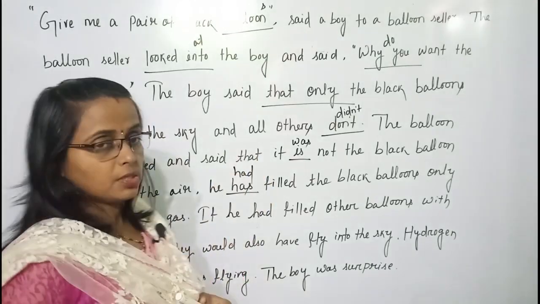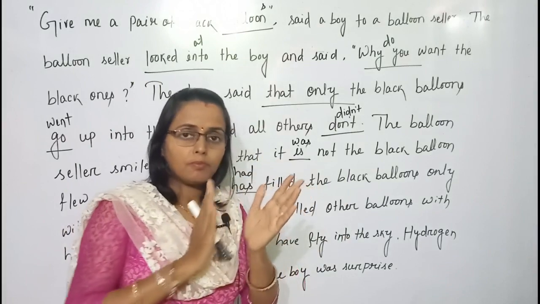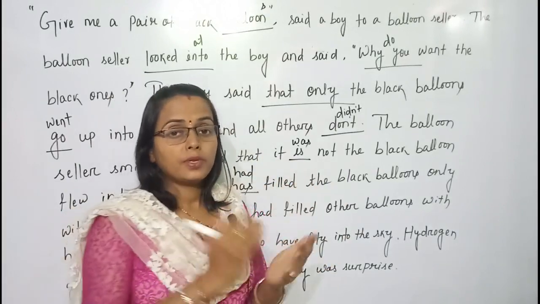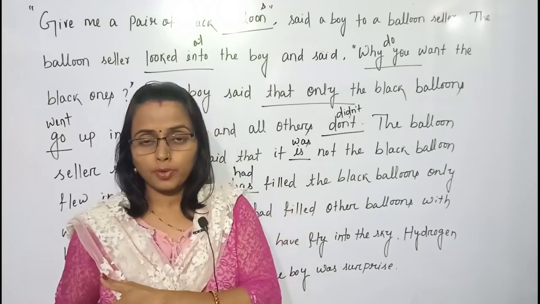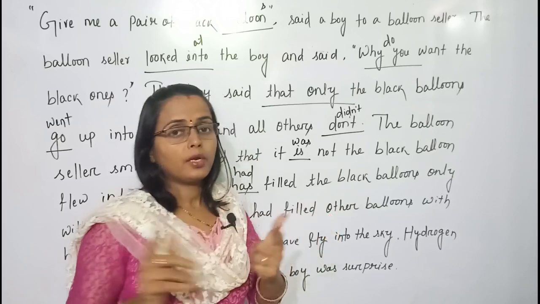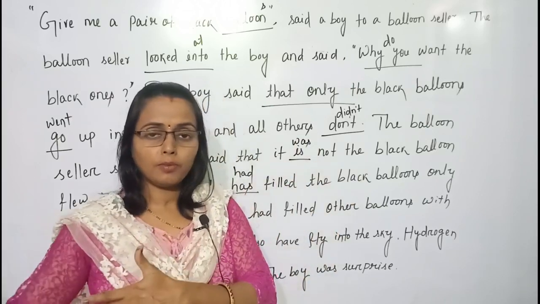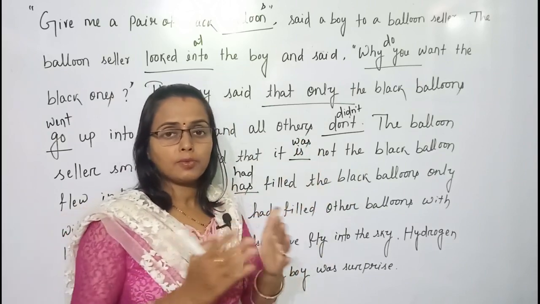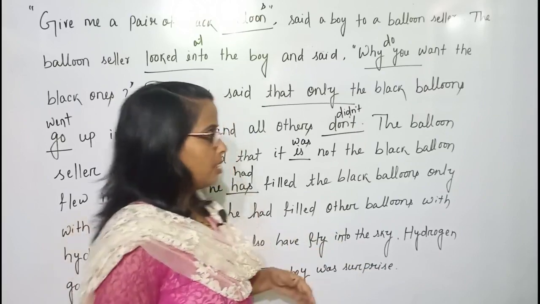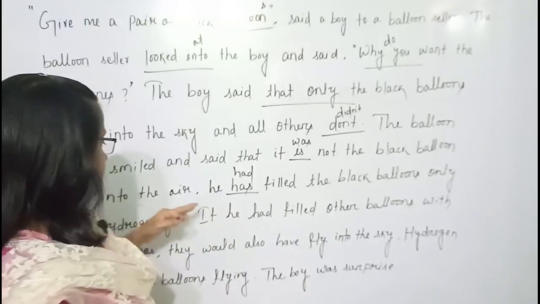Listen. In reported speech, simple present will be simple past. Present progressive will be past progressive. Present perfect will be past perfect. Present perfect progressive will be past perfect progressive. V1 becomes V2, and V2 becomes had plus V3. Understood? It means am, is, are will be converted into was or were. Have or has will be converted into had. Do or does will be converted into did. And apart from this, some other rules are also there. These are the simple things.